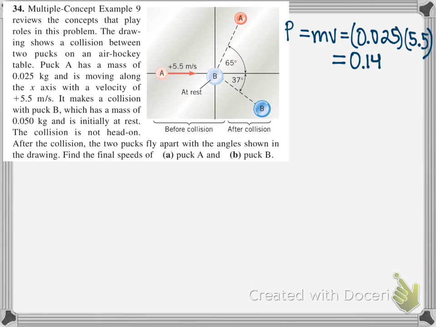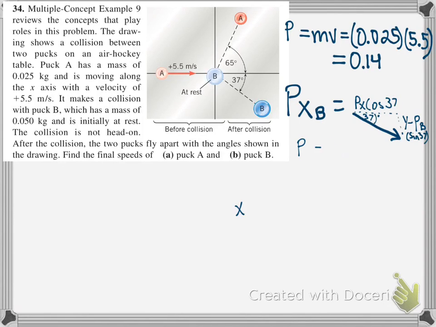Hello, lovers of physics. Today we're here with number 34, where we have two pucks, puck A and puck B, and they give us the mass and velocity of puck A, so you can solve for momentum. Once puck A hits puck B, some of the momentum is transferred, but there's still the same amount of momentum in the entire system. So you can solve for the momentum of puck B in the x.